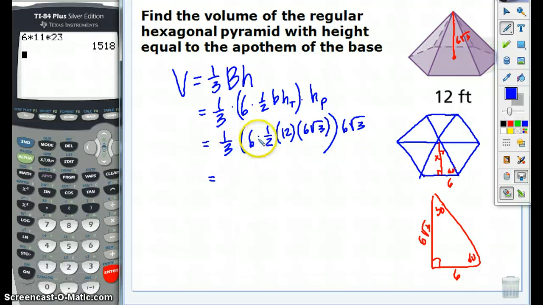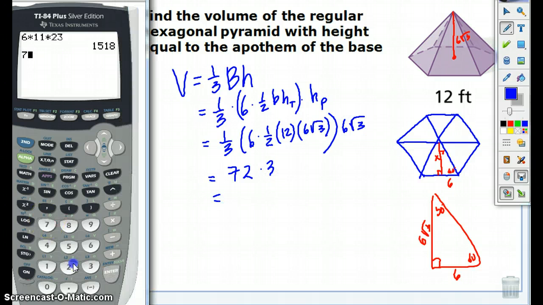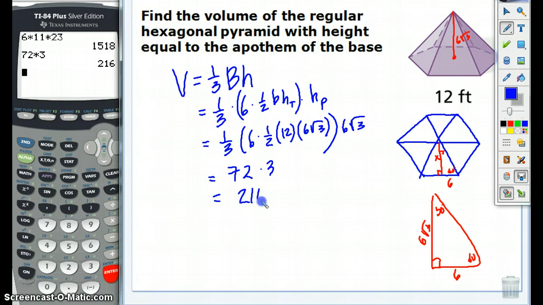So 6 times 1/3 times 1/2, that all goes away. And I get 12 times 6 is 72. And then I get square root of 3 times square root of 3 is 3. Finally, over here, I do 72 times 3, indeed, is 216. And these are feet cubed. So there you go. We used our beautiful formula to find the volume of the pyramid.